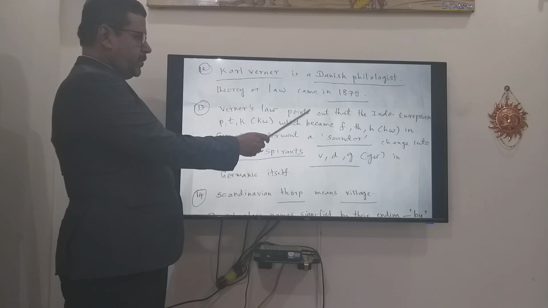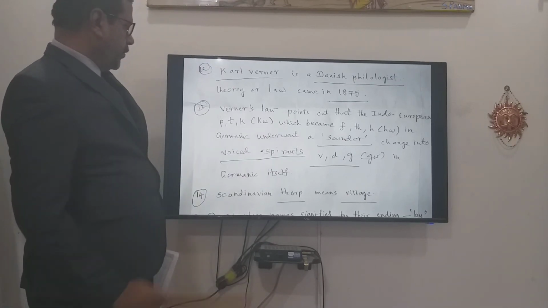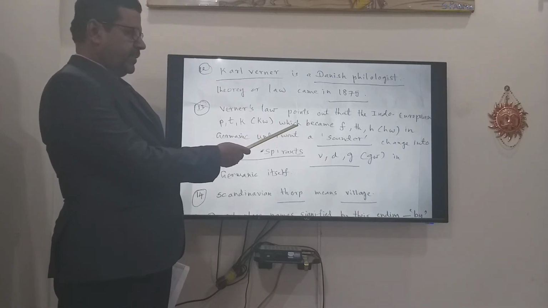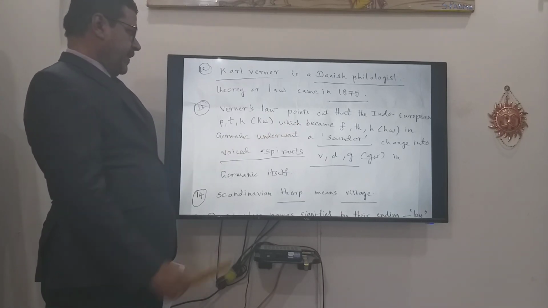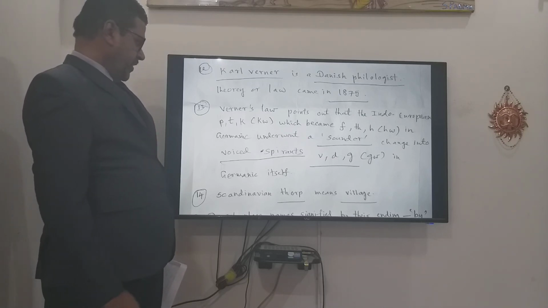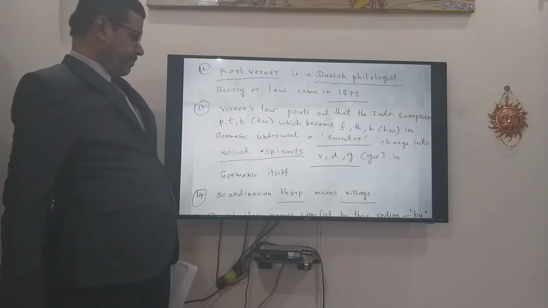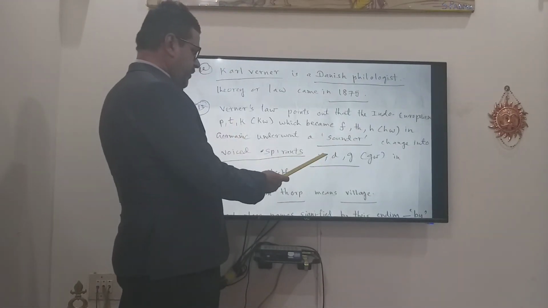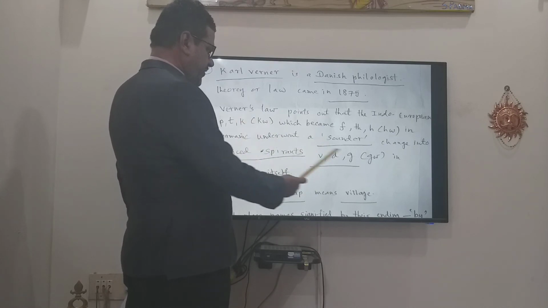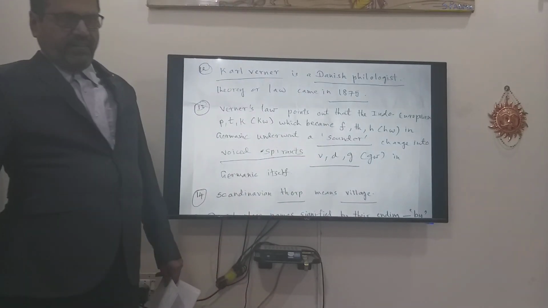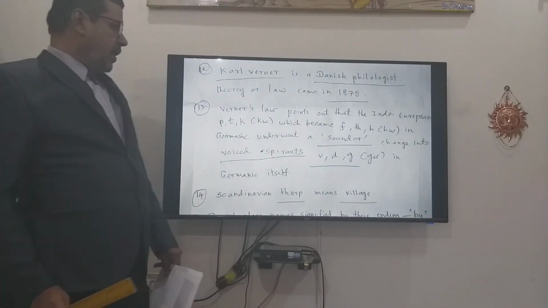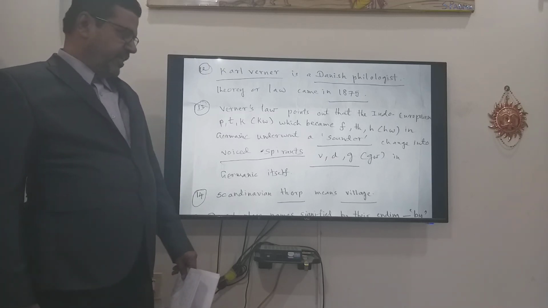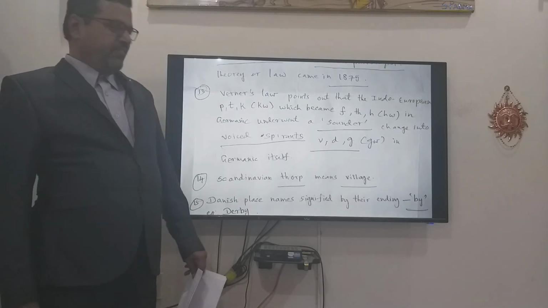Werner's law points out that the Indo-European P, T, K, which became f, th, h in Germanic, underwent a further sound change into voiced fricatives. For example, P changed into V, T into D, K into G in Germanic itself. So he explains how P, T, K changed into V, D, G. It is called Werner's law.